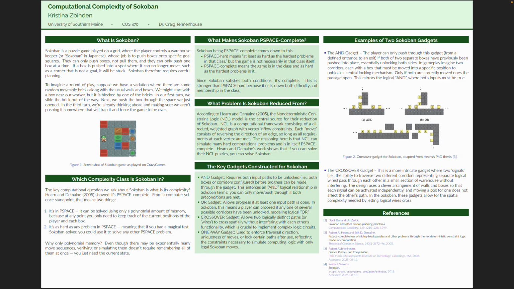And the primary article I studied for this was called PSPACE-Completeness of Sliding Block Puzzles and Other Problems Through the Nondeterministic Constraint Logic Model of Computation. And that actually applies directly to Sokoban, but I learned that Robert Hearn, one of the authors, went on about a year later to publish his doctoral thesis on games, puzzles, and computation, where he discussed a lot of overlapping material but in greater detail, so I used that as well.